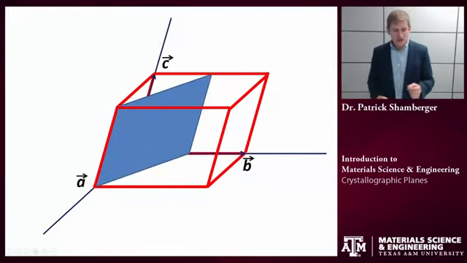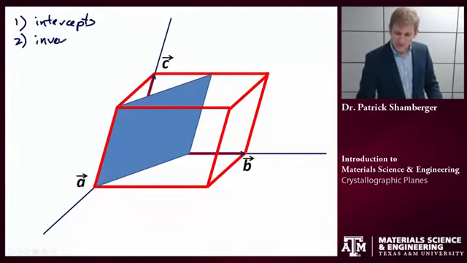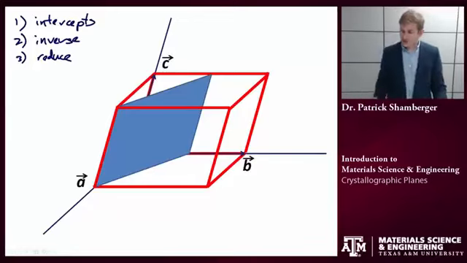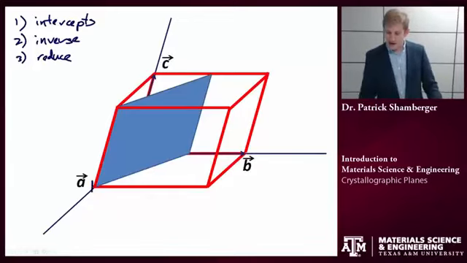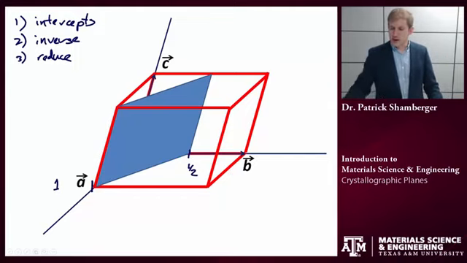Let's try a different case, and this is going to show us one tricky thing you might encounter. So again, my three steps. Find the intercepts, find the inverse, and reduce the fractions. So what are the intercepts? It's intersecting A over here at 1. It's intersecting B over here at 1/2. But it never intersects C. So this plane is parallel to the C axis. In this case, I would say that the intersect is at infinity.